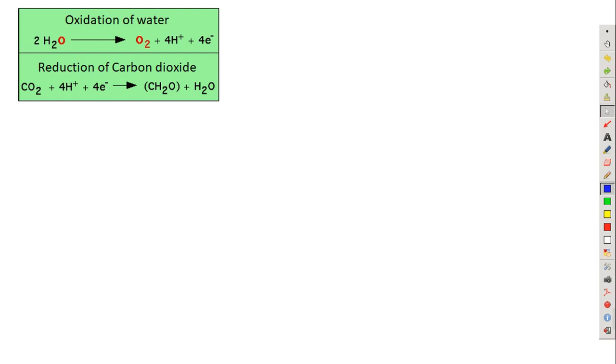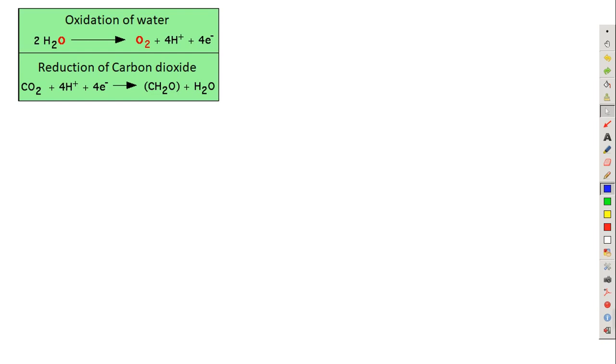Photosynthesis is two things. It's the oxidation of water and it's the reduction of carbon dioxide. You can even say that photosynthesis is oxidation of water coupled with the reduction of carbon dioxide. This is it. This is what photosynthesis is all about. It's the oxidation of water and the reduction of carbon dioxide.